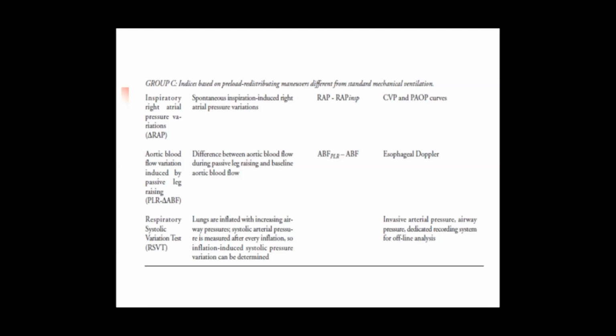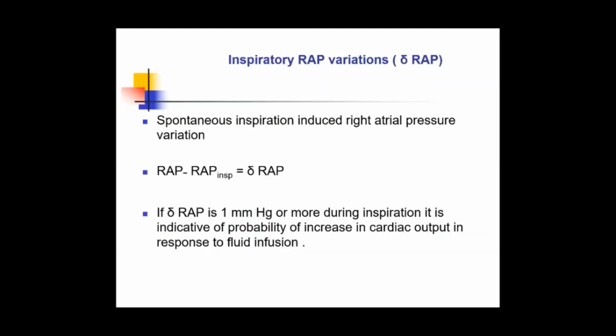Third is the respiratory systolic variation test. Here the lungs are inflated with increasing airway pressures, and then the systolic arterial pressure is measured after every inflation. So inflation induced systolic pressure variation can be determined. What you need: invasive arterial pressure trace, airway pressure monitoring, and a dedicated recording system for offline analysis.